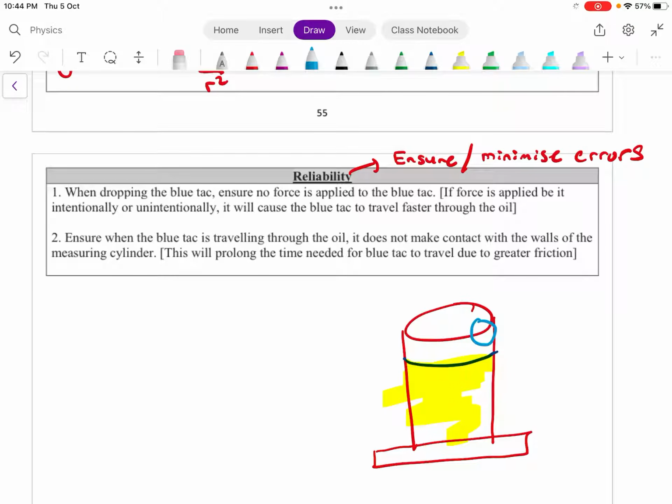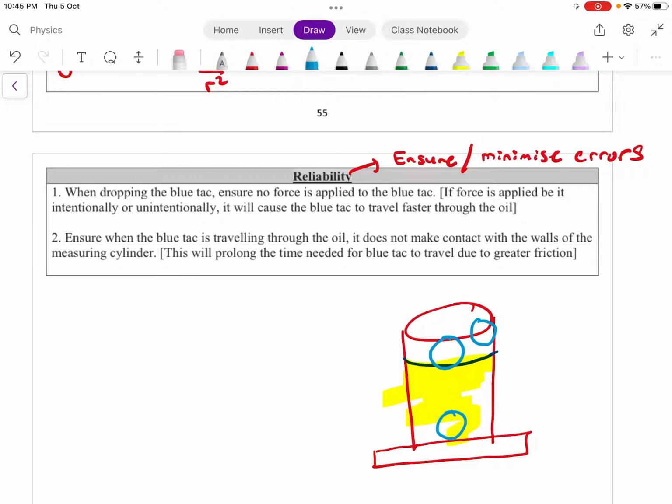So you don't want to do that, because when the blue tag is making contact with the walls of the cylinder, this will actually increase the time taken for the blue tag to travel through the oil. So what I want to do is actually to make sure that the blue tag is in the middle. Then you drop it, so the blue tag will just flow through the oil and go to the bottom of the measuring cylinder. So that is another reliability that you can put down. So you say, ensure that the blue tag is traveling through the oil. It does not make contact with the walls, because this will actually prolong the time needed for the blue tag to travel due to the greater friction.